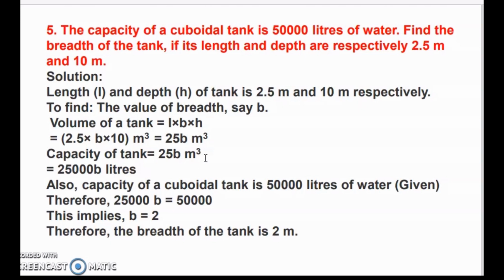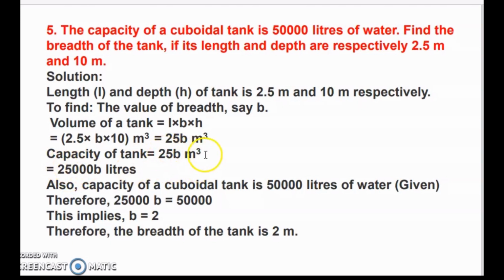Now capacity is given in liters, whereas this is coming in meter cube. Because the length, breadth and height, the dimensions are given in meter, volume will be coming in meter cube when you multiply them. But the capacity that is given to us, that volume is in liters. So then this one you need to convert into liters. Either you can convert what you have got in meter cube to liter, or the 50,000 liters that is given to you can be converted to meter cube.